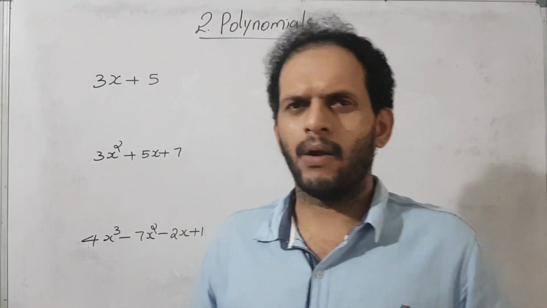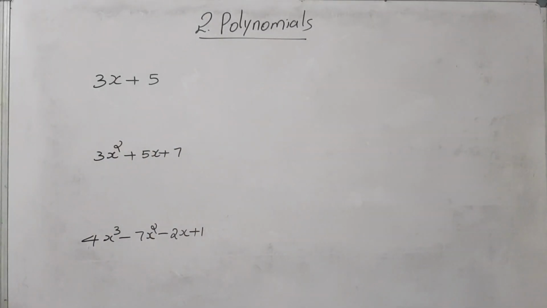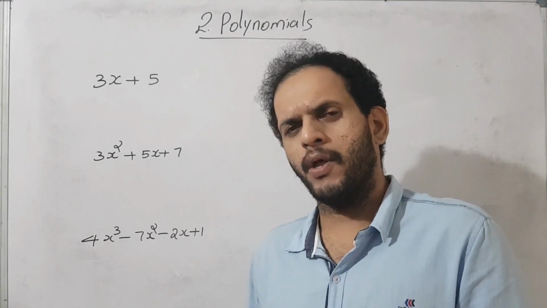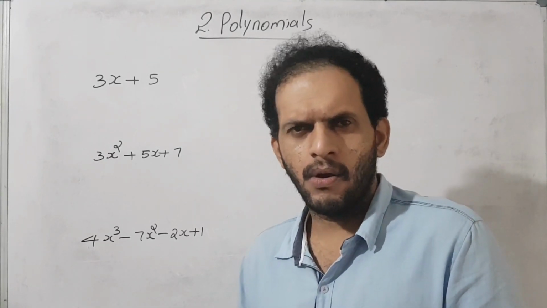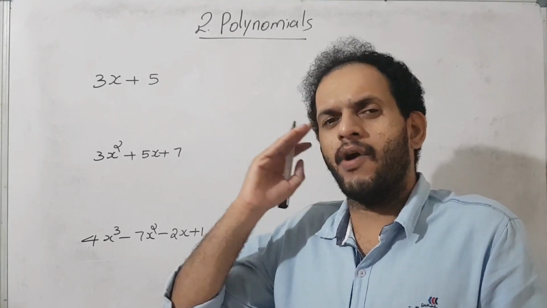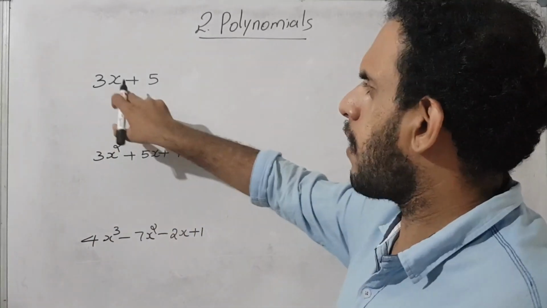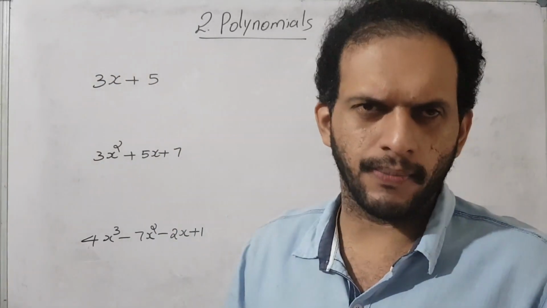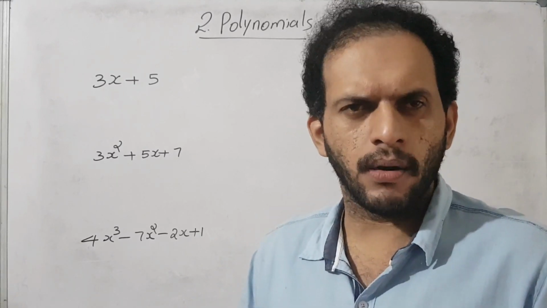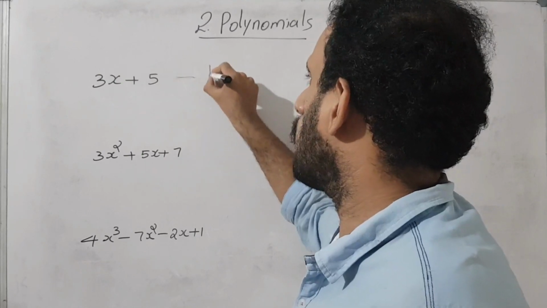Okay, here I wrote some examples. The first one, 3x plus 5. Which kind of polynomial is it: linear, quadratic or cubic? We check the highest power of the variable. The highest power of x is 1, so the degree of the polynomial is 1, so it is called a linear polynomial. Correct? This one is linear.